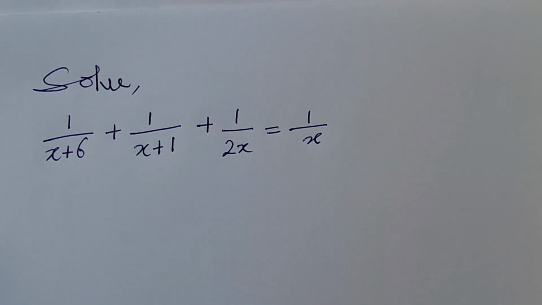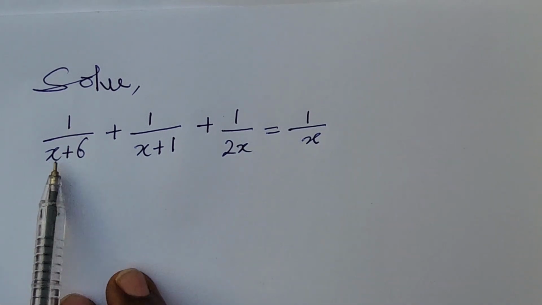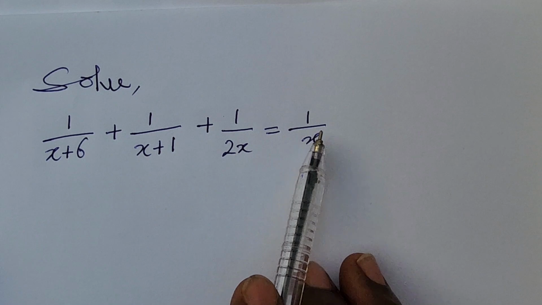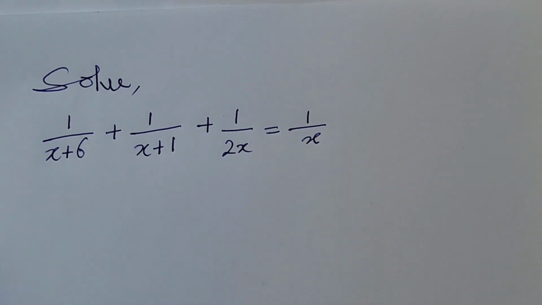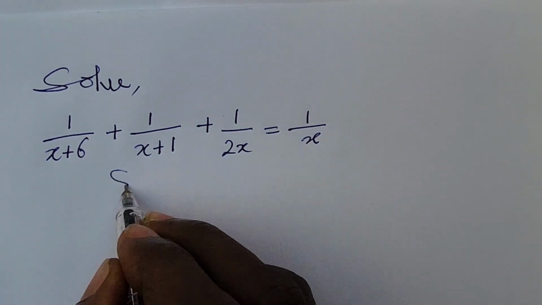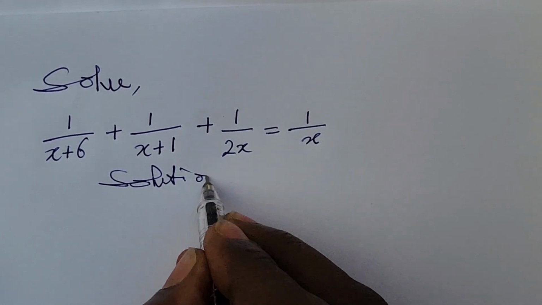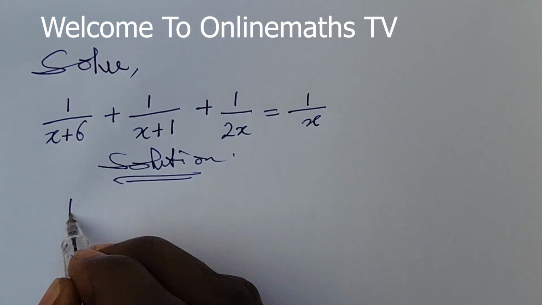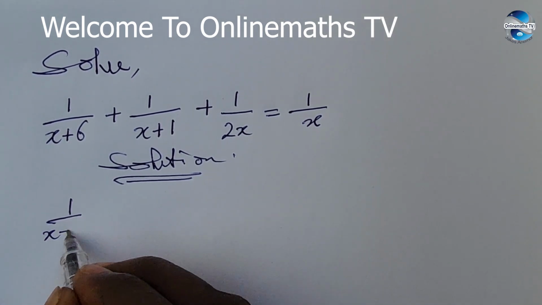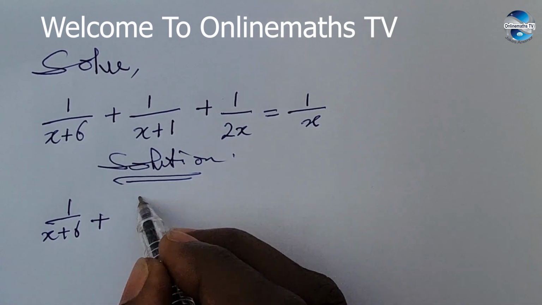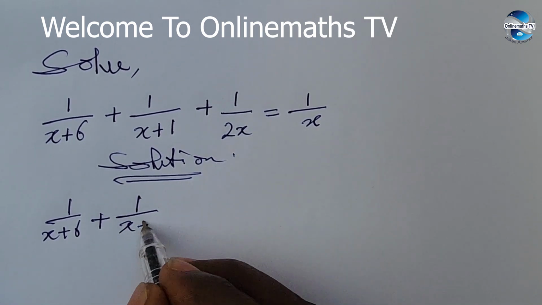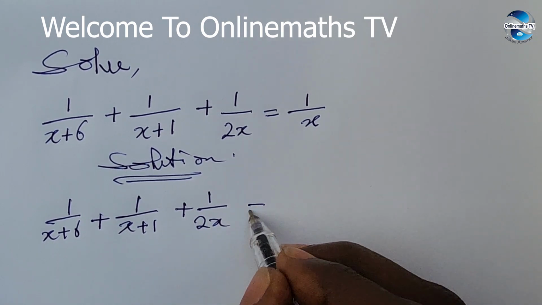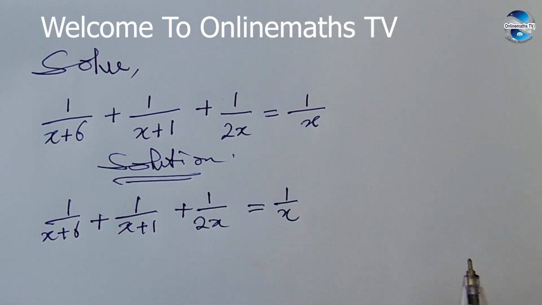So the question again says 1 all over x plus 6 plus 1 all over x plus 1 plus 1 all over 2x is equal to 1 all over x. So how do we solve for the value of x here? Let's put down our question, which reads 1 all over x plus 6 plus 1 all over x plus 1 plus 1 all over 2x equal to 1 all over x, right?